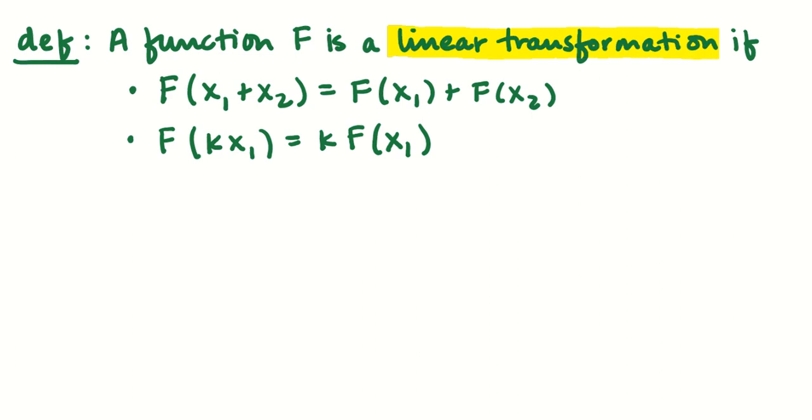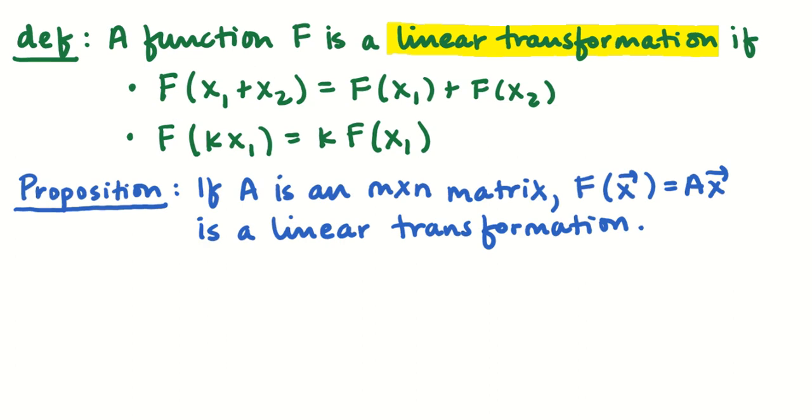That if we take f of a sum, it's the sum of taking f of the individual pieces of the domain and then adding them together. And that if we are going to take f of a number times some element of the domain, that result is going to be that same number times f of that element of the domain. Okay? And what I'm going to propose is that matrix multiplication defines a linear transformation. Okay? So I'm going to prove that for you.